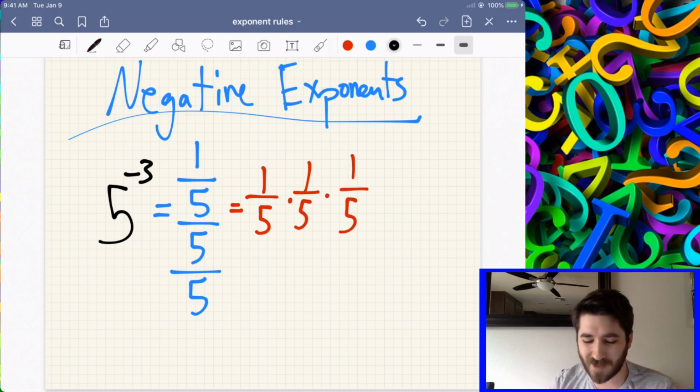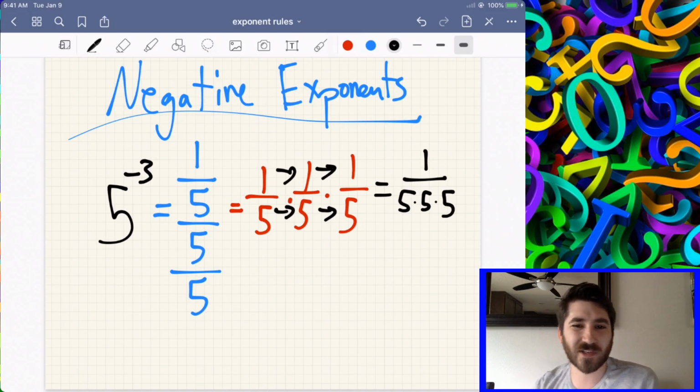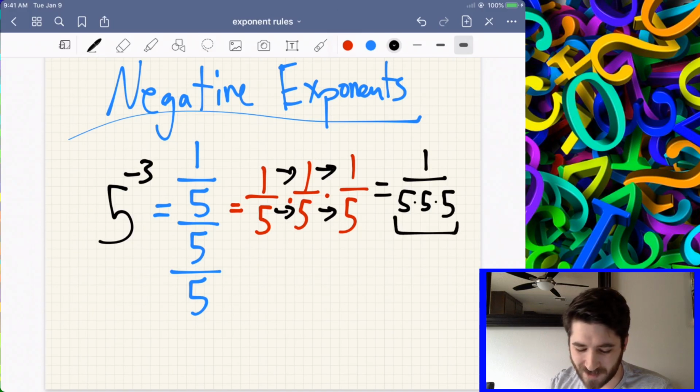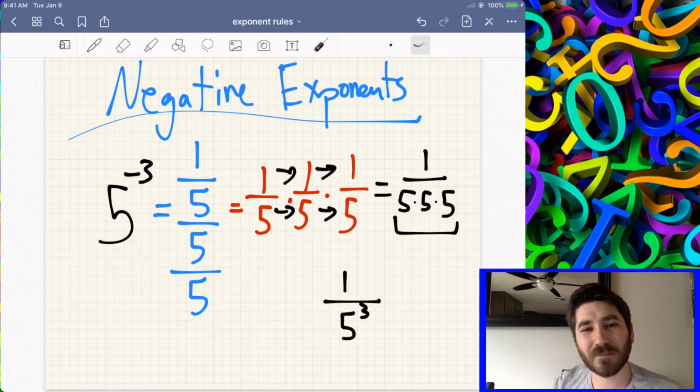And now we simplify by multiplying our numerators and denominators. So we get 1 over 5 times 5 times 5. You'll note I didn't actually do the multiplication yet. And here's why. Because our denominator can be rewritten as a power. And we end up with 1 over 5 to the power of 3. Notice that from the beginning to the end of this problem, they look very similar.